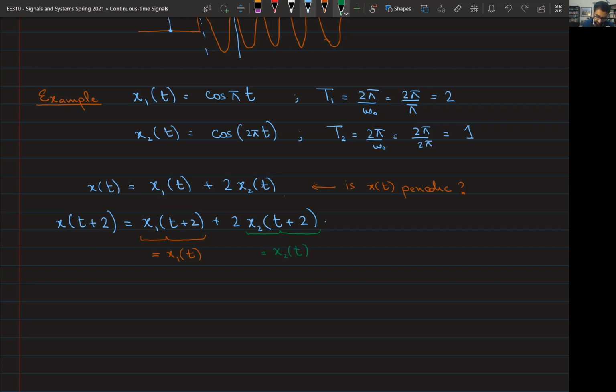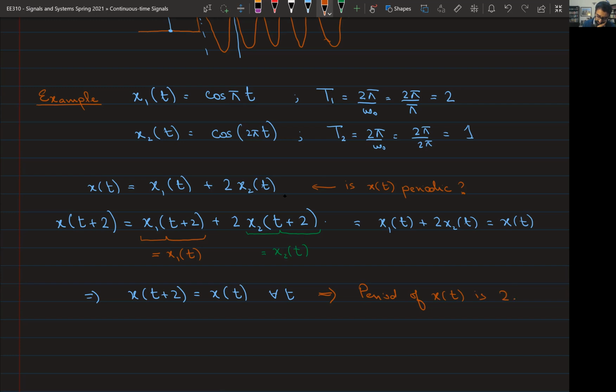And therefore, from this I conclude that this must be equal to x1 of t plus 2 times x2 of t, but this is x of t, right? So thus what we know is, this implies that x of t plus 2 is equal to x of t, right? And this is true for all t, and therefore this implies that the period of x of t is 2, right?